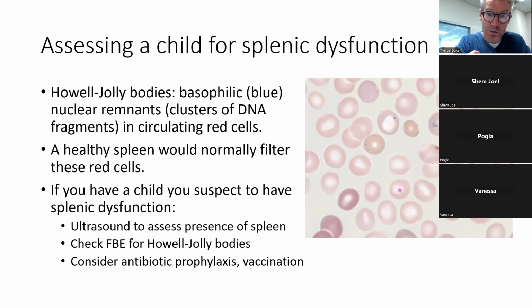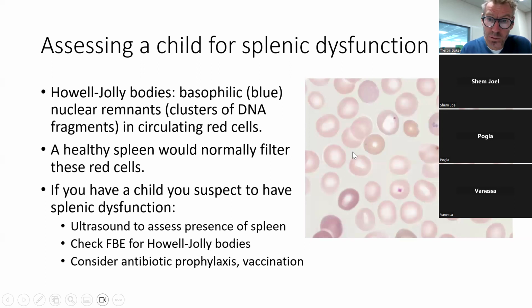first of all, you can do an ultrasound to assess the presence of the spleen, just to make sure the spleen is actually there and make sure there's not some congenital abnormality of the spleen, not some area of infarction in the spleen, or not embolization of the spleen. So you can do an ultrasound to assess the presence of the spleen. That just tells you the anatomy is okay. Then you can check the full blood count for Howell-Jolly bodies.